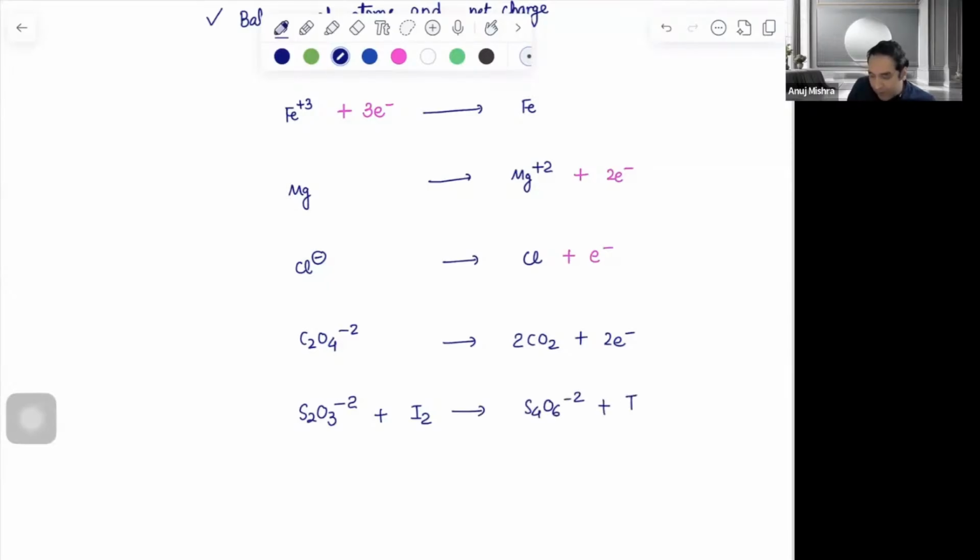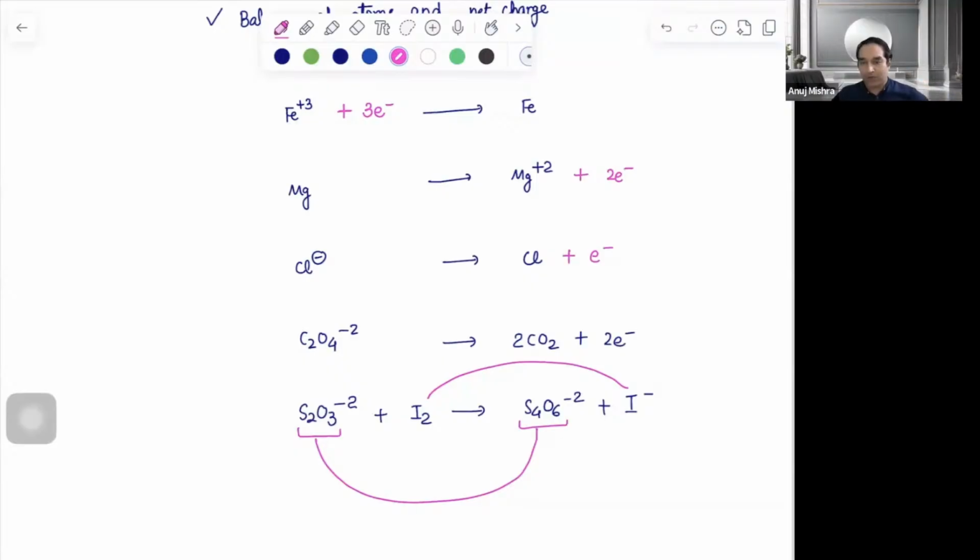Now slowly I am making it difficult. Tell me, how will you balance this equation? So of course you can say this is S2O3, this is S4O6. So now sulfur cannot become iodine or iodine cannot become sulfur, right? That means the balancing of this should be taken care of with this, and the balancing of this should be taken care of with this. Is that okay or not? Do you understand this logic? That iodine has to be balanced with iodine. Iodine cannot be balanced with sulfur. And S2O3 can be balanced with S4O6, right?